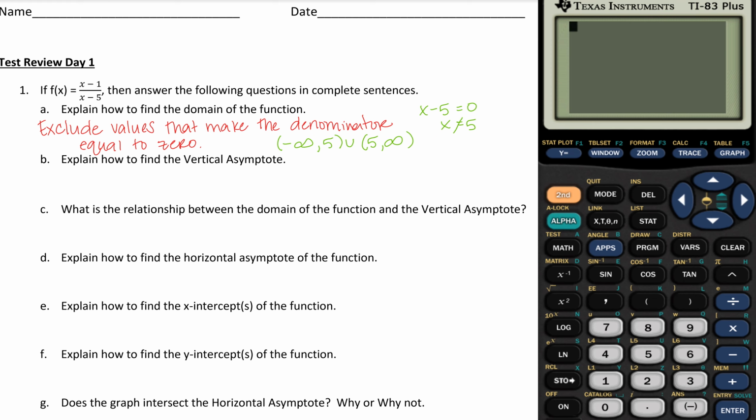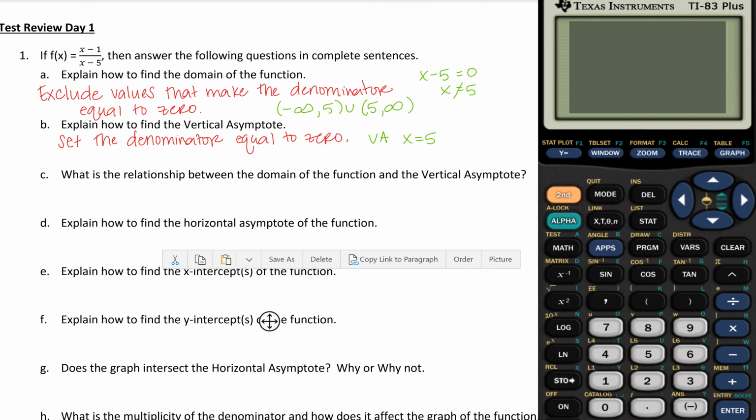All right, for B, it says explain how to find the vertical asymptote. Well, the very simple way to do that, which is exactly what we just did, we are to set the denominator equal to 0. Right, so we already did that. We know that we are going to have a vertical asymptote at x equals 5, meaning that's where I'm going to have a dashed line on my graph.